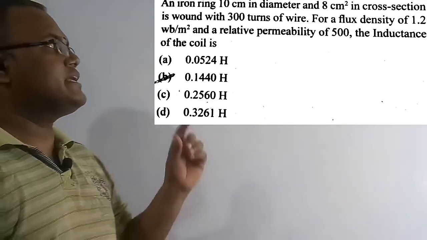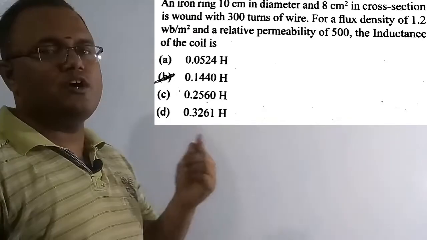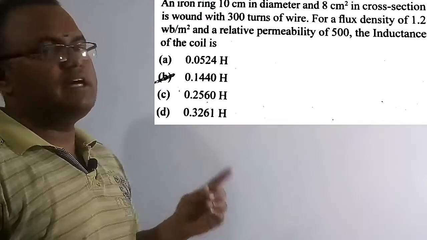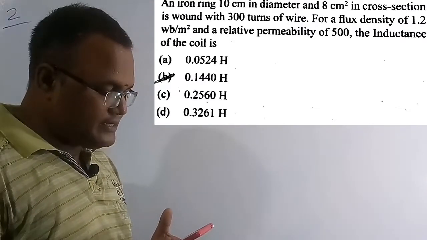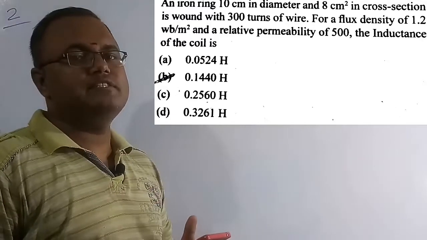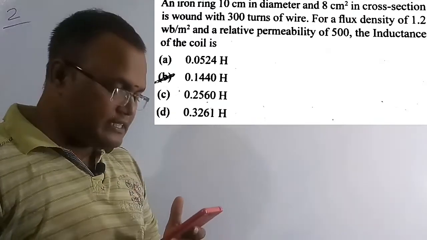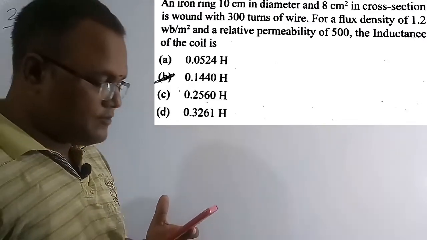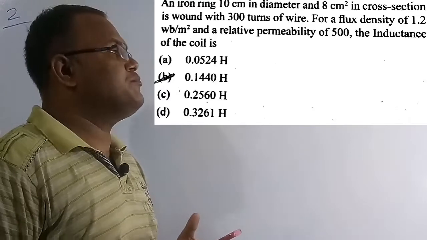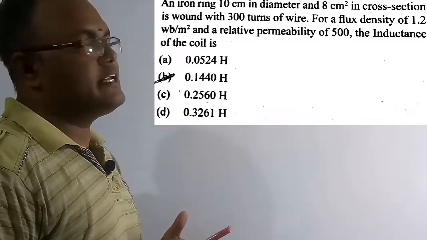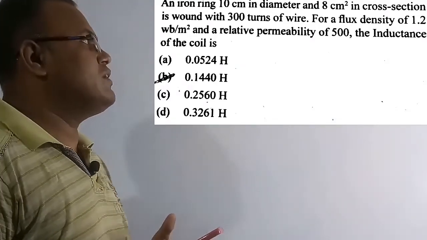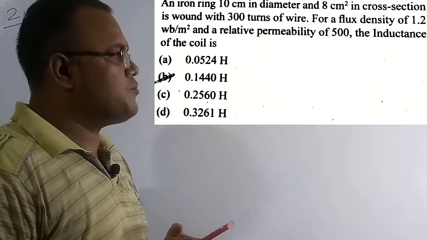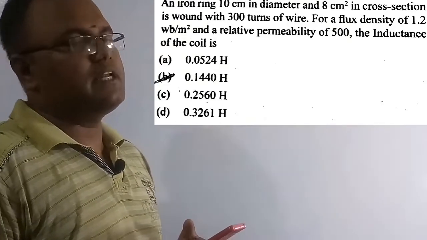Basically, there is an iron ring. On that iron ring we are going to wind a coil with number of turns 300. They are also given the diameter of this iron ring, which is 10 centimeter, and the cross-sectional area of this iron ring is 8 centimeter square. The flux density present in the iron ring is 1.2 Tesla, and the relative permeability of this iron ring is 500. Based on this, we have to find the inductance of this coil. Of the four options, option B, 0.1440 Henry, is the correct solution of this question.